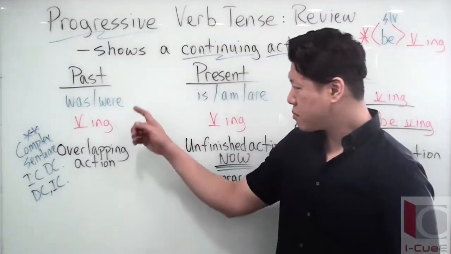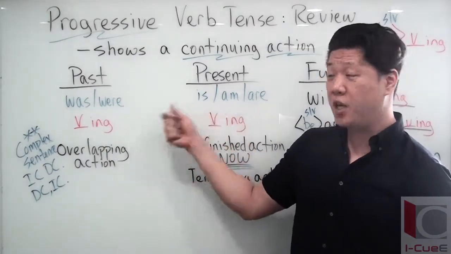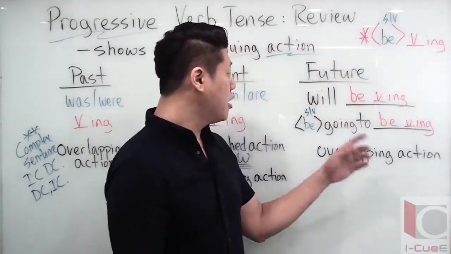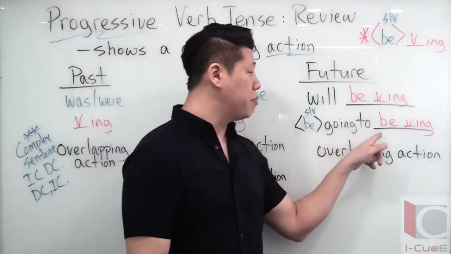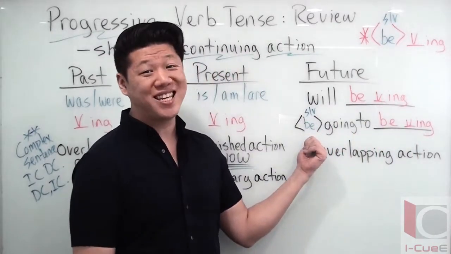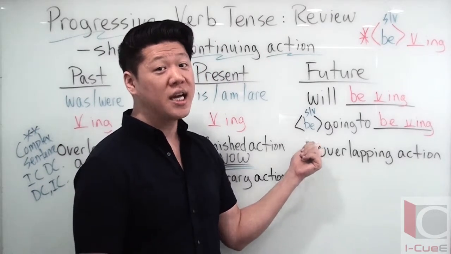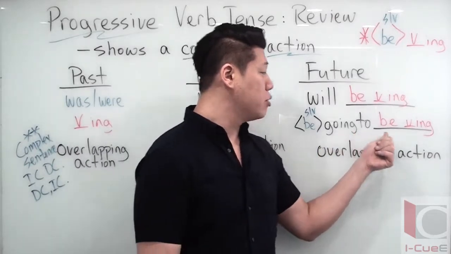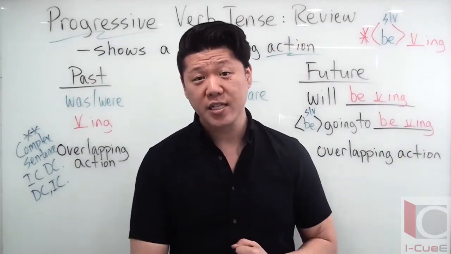So here, was, were, change the be. Is, am, are, change the be, verbing, verbing. Here, will be verbing, or is, am, are going to be verbing. You're not going to use this in the past. There is no was or were here. This is always going to be is, am, or are going to be verbing. All right, so that is the patterns for our progressive tense.